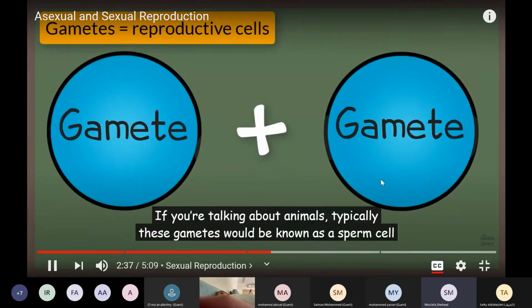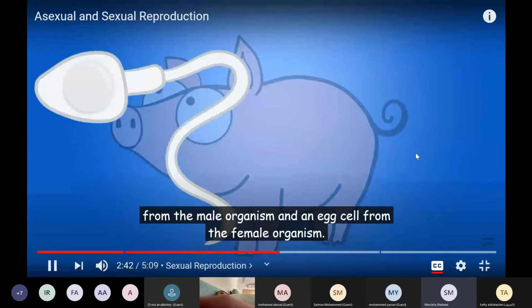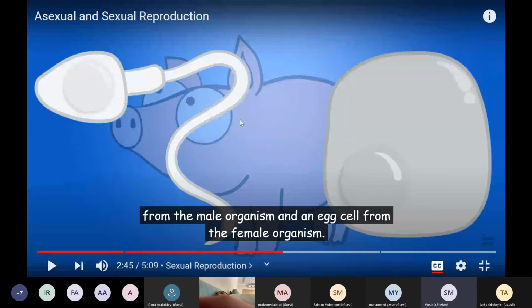To make a new organism. If you're talking about animals, typically these gametes would be known as a sperm cell from the male organism and an egg cell from the female organism. If we're talking generally about animals, even humans, the male sex cell or male gamete is called sperm, and the female gamete is called egg. The male gamete from the man or from the male animal is called sperm. The female sex cell or female gamete, which comes from the female animal, is called an egg. Sperm, egg. Those are called gametes or sex cells or reproductive cells, all the same meaning. One from male, the second from female.